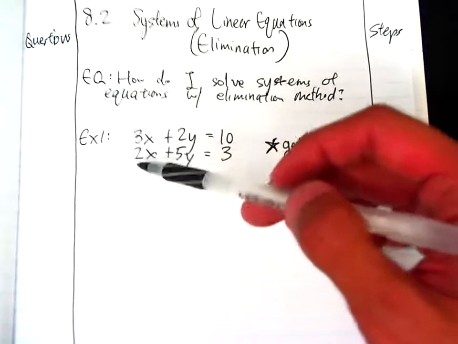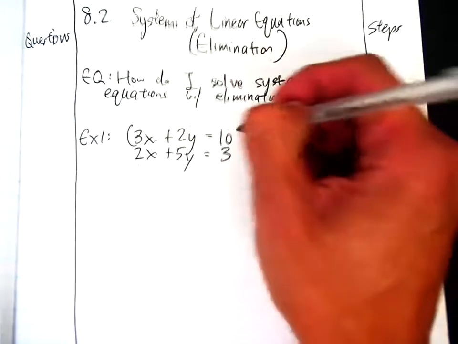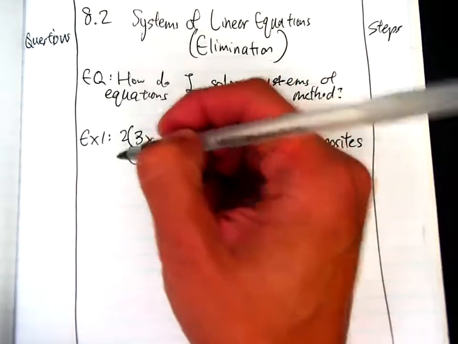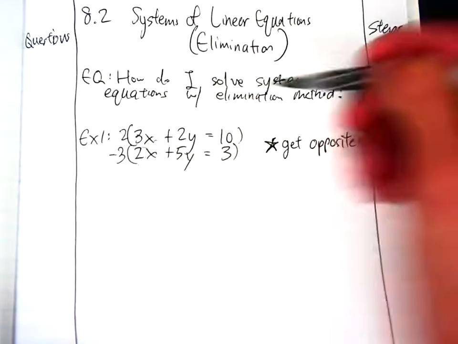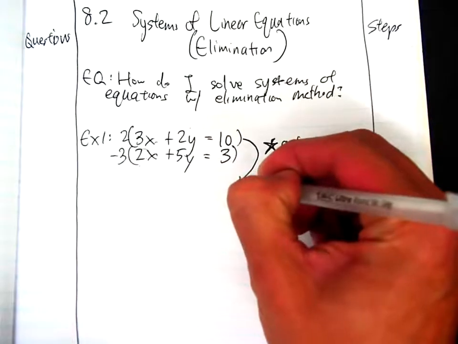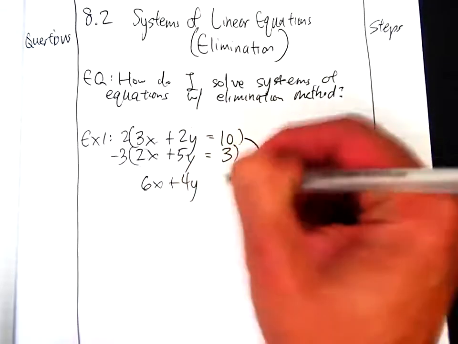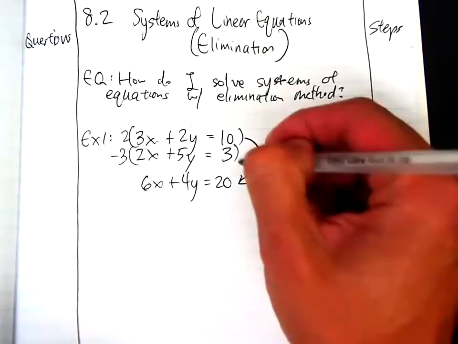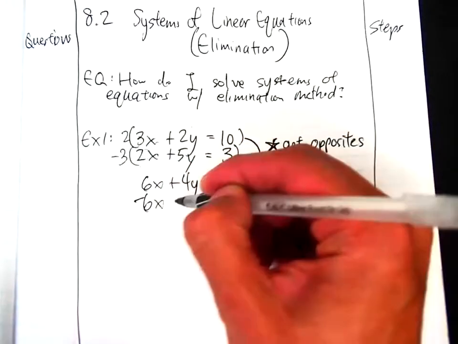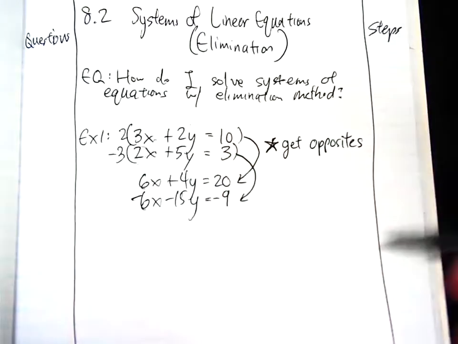So I'm going to turn one of them into 6x, and turn the other one into negative 6x. I'm going to multiply the top equation by 2 to turn that into 6x. And I'm going to multiply the bottom equation by negative 3, so I can turn that into negative 6x, so I'll have opposites. If I do this right, it'll be 6x plus 4y equals 20. And then if I multiply that by negative 3, I'll get negative 6x minus 15y equals negative 9.